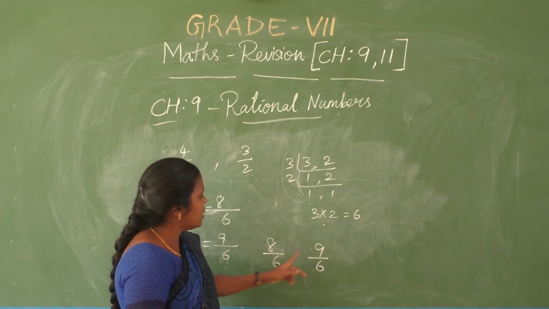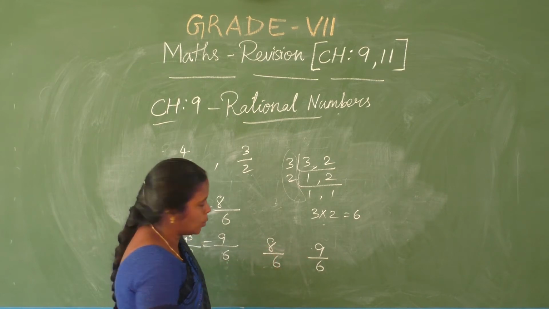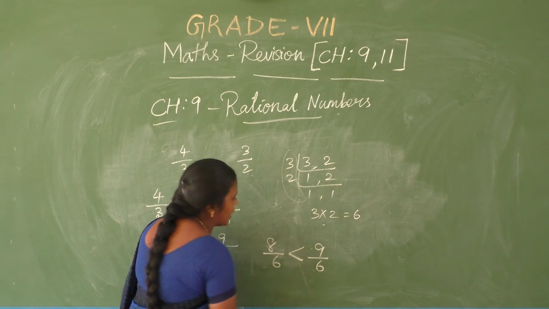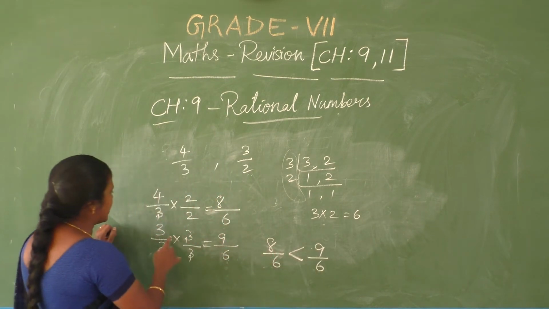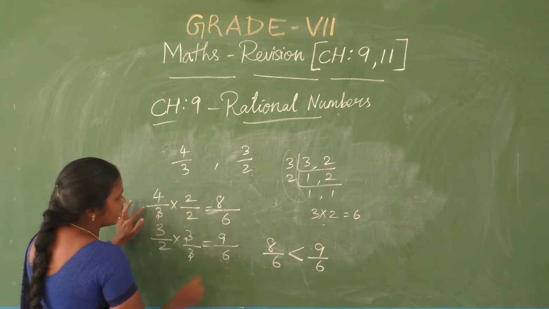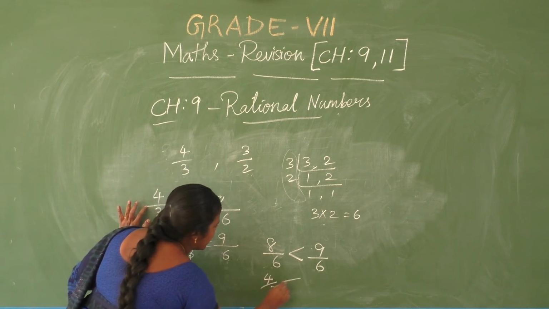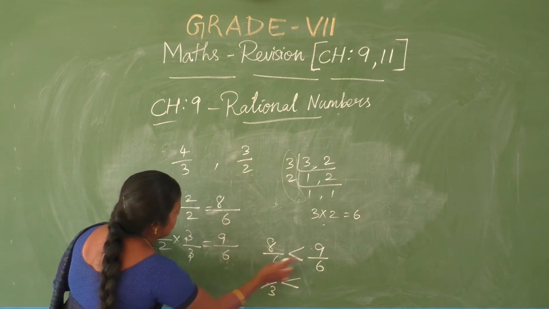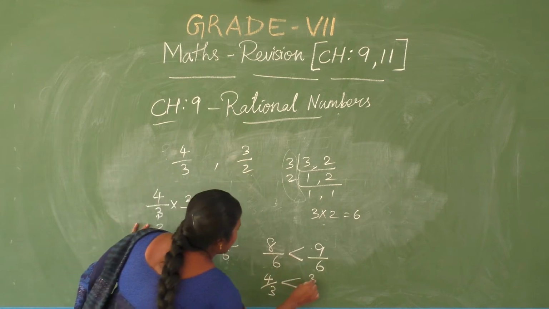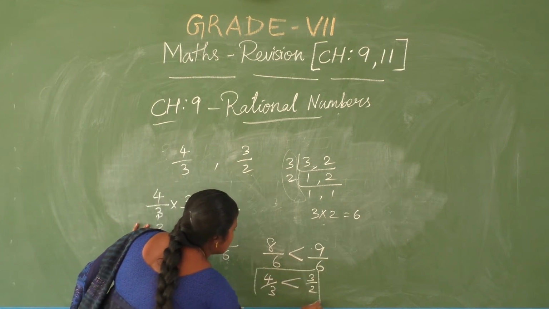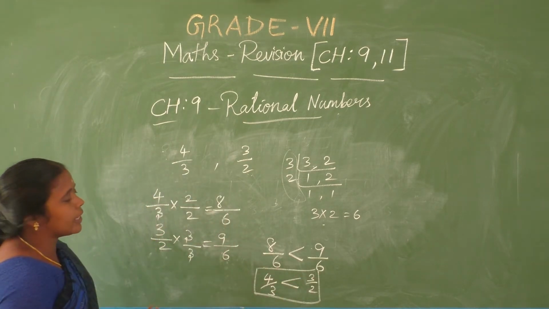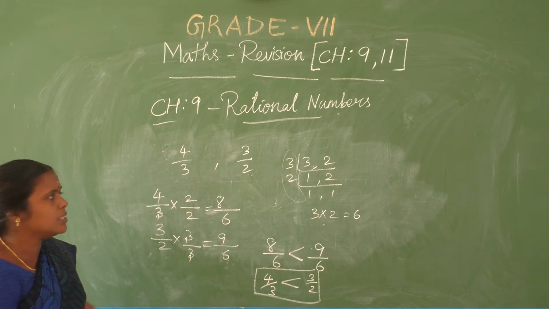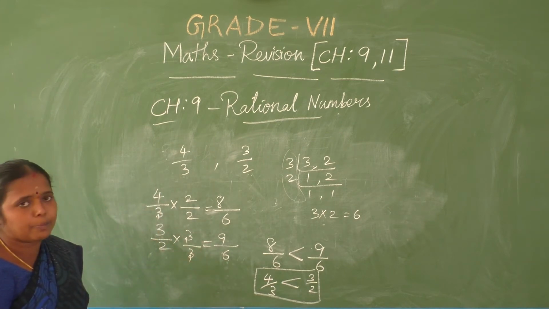Which is bigger? 9 is bigger than 8. Yes or no? 8 is less than 9. The equivalent fraction of 4 by 3 is 8 by 6. So 4 by 3 is less than 9 by 6, which is that? 3 by 2. Clear, children? This is the way of comparing two positive rational numbers. For negative also the same procedure only.